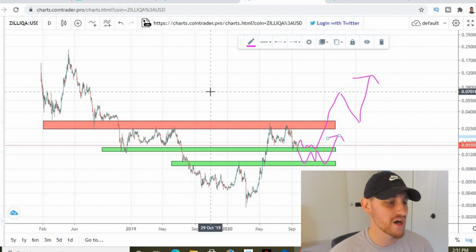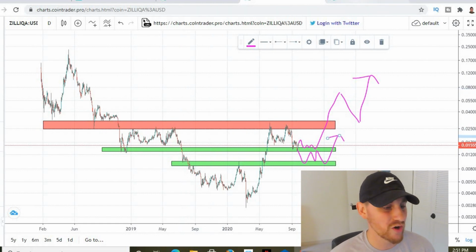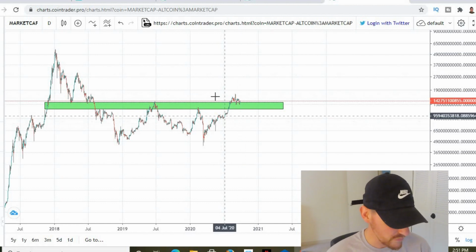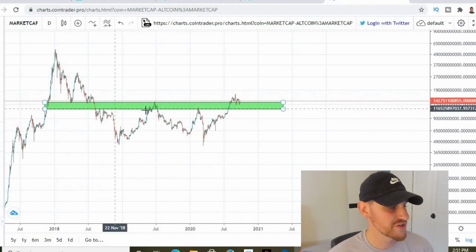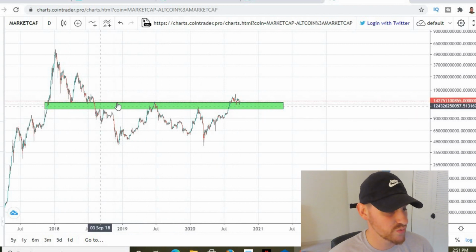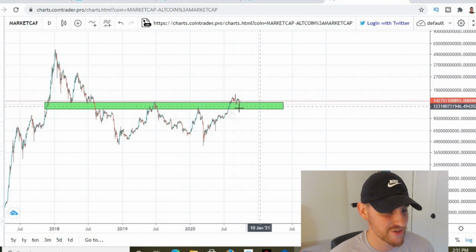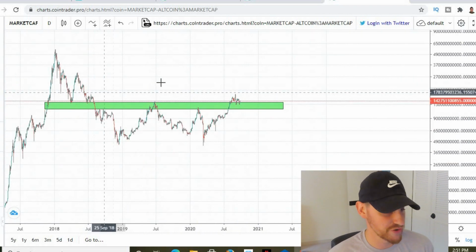I also wanted to take a quick look at the altcoin market cap today, guys, because ultimately this is what really matters for the bull market. So we had this major resistance here. We got resistance on this once, twice, 3 times, 4 times, 5 times, 6 times, and now we flipped it as support, right? So this is extremely bullish.